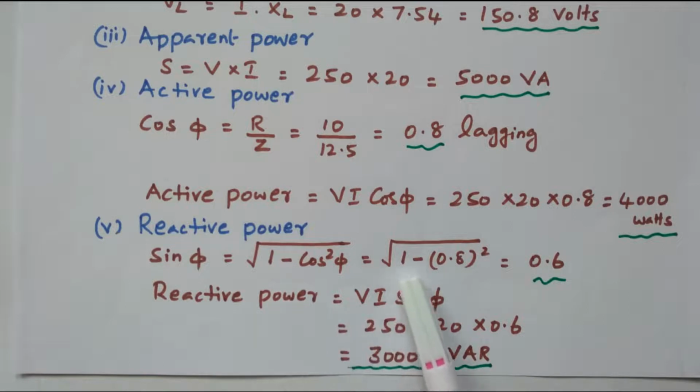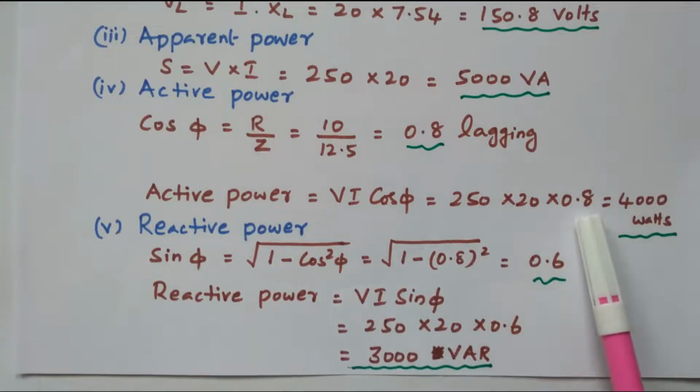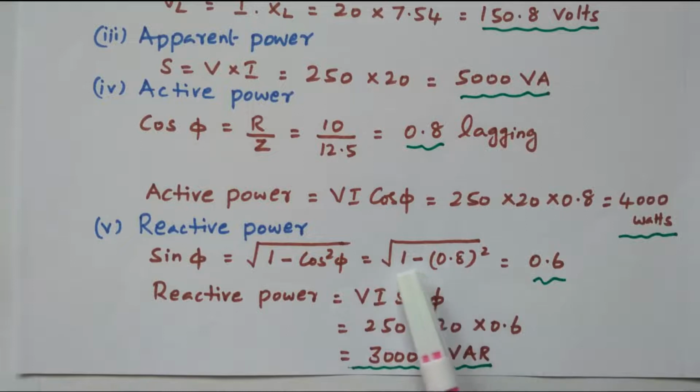Now we will substitute: 1 minus 0.8 square, since the cos φ value is 0.8. By simplifying we got 0.6. The sin φ value is 0.6. So the reactive power is V into I into sin φ. V is 250, I is 20, sin φ is 0.6. By simplifying, we got 3000 VAR.